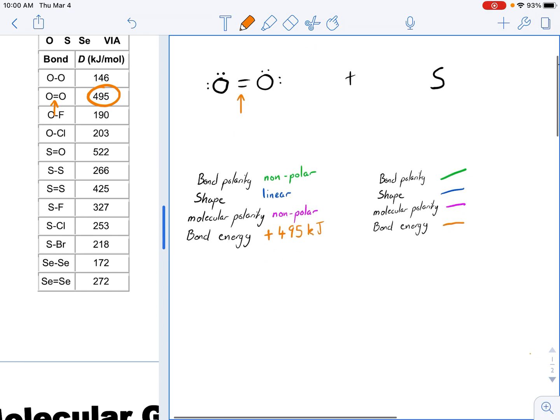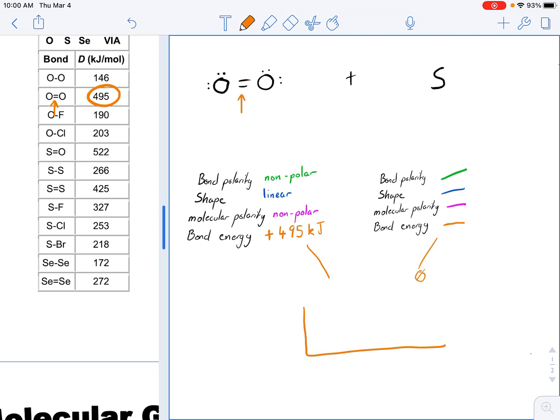So now we can figure out the total amount of energy in. Well, this one was 495, this one is effectively 0, so my total energy in is going to be 495 kilojoules of energy needs to go into my system.